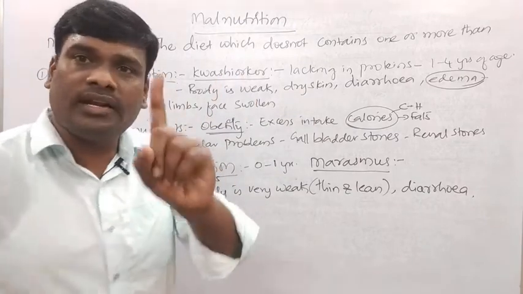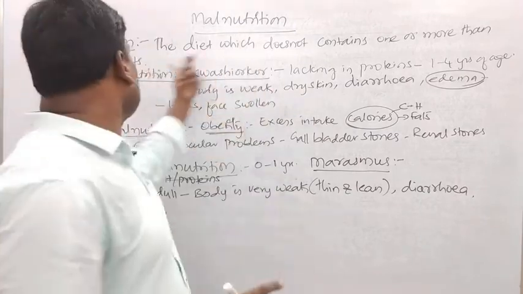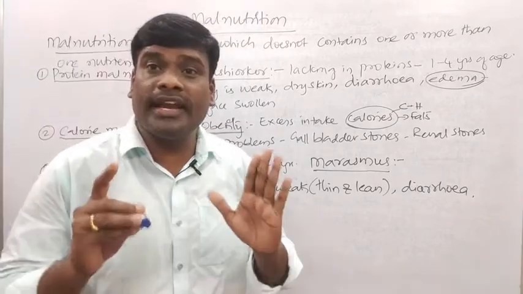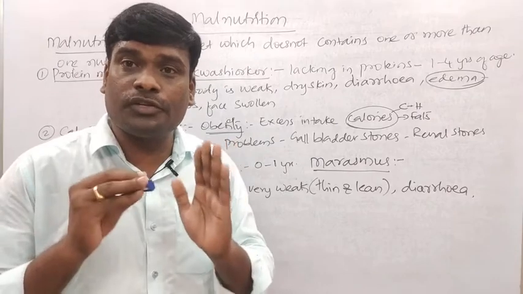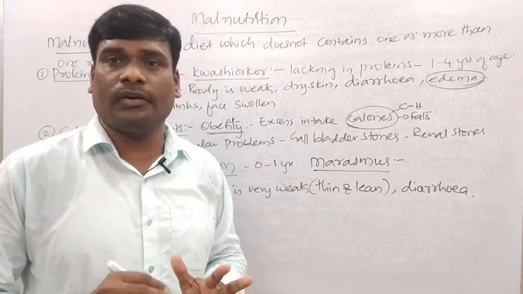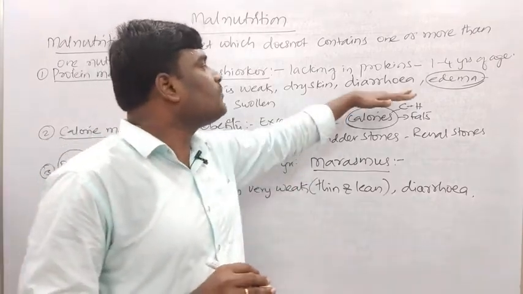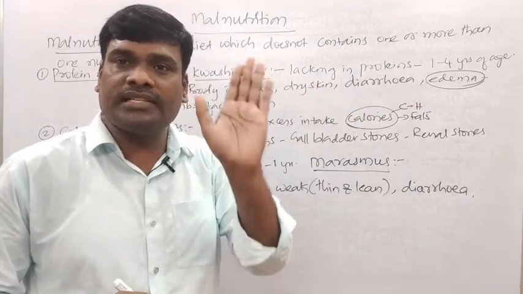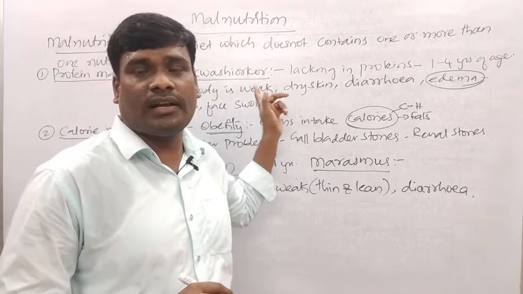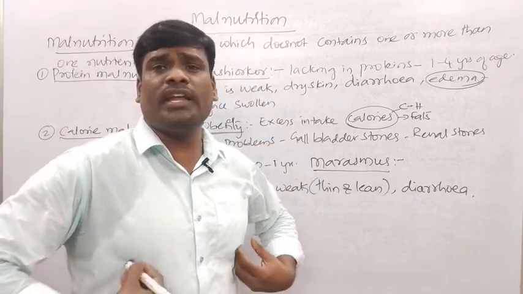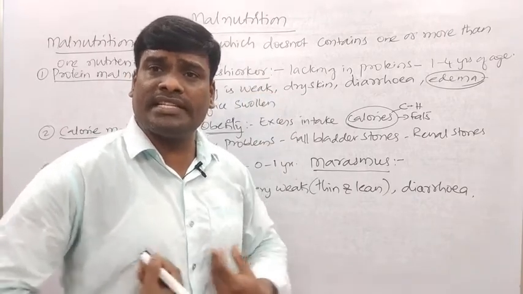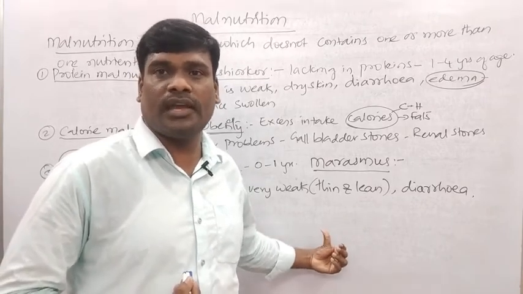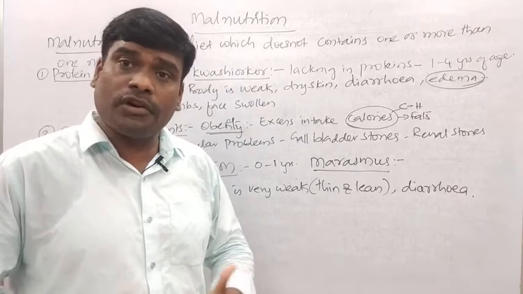There is only one difference here between kwashiorkor and marasmus, and that is the edema condition. That means accumulation of water inside the cells. Got it? So here, by observing this edema only, we can identify that so-and-so child is suffering from kwashiorkor. And if his body is very weak, so that we are able to see the inside bones also, then it is called marasmus.